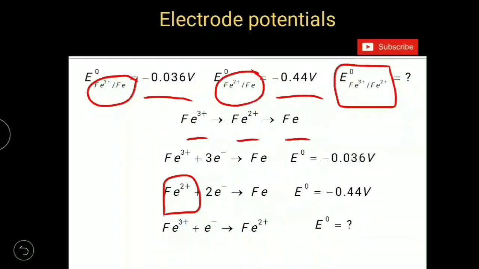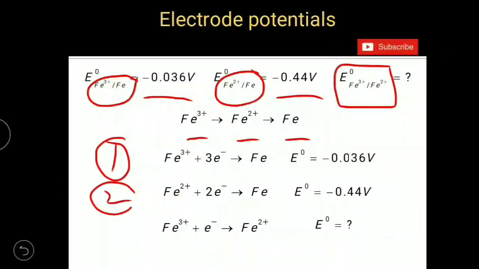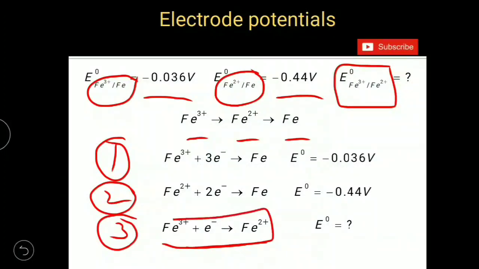When we see these equations, consider the first equation as equation 1, this as equation 2 and this as equation 3. We need the reduction potential of equation 3, and this third equation we can get when equation 2 is subtracted from equation 1. When we subtract equation 2 from equation 1, we can get this equation 3. So can we do the same with these reduction potential values?